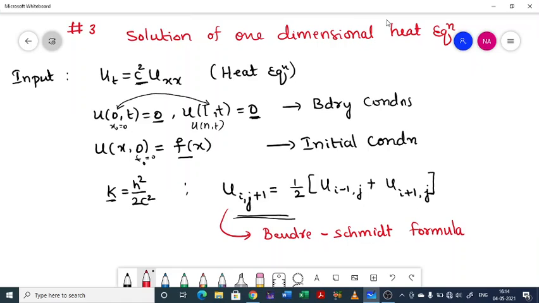First, if you look into the procedure, the given input will be u_t equal to c square u_xx. That is the heat equation, where the particular value for c will be given. Then the boundary conditions: generally it will be u of 0 comma t equal to 0 and u of L comma t equal to 0. Sometimes we call that u of n comma t. In the wave equation we may have called it u of n comma t, but generally we say u of L comma t. So these are the boundary conditions.